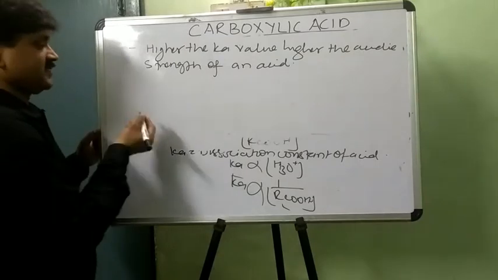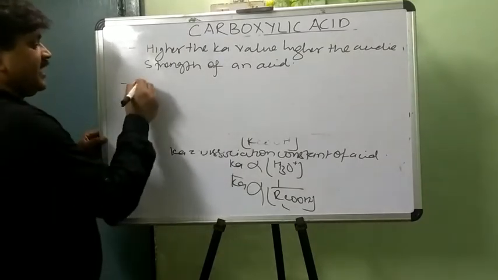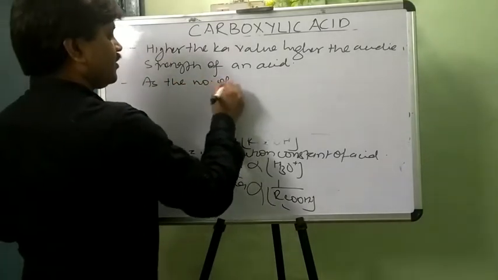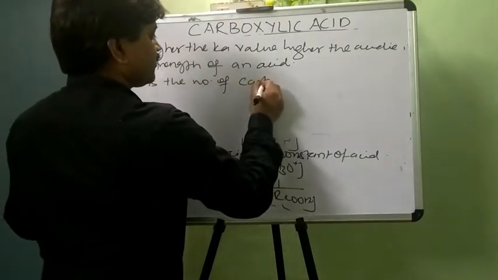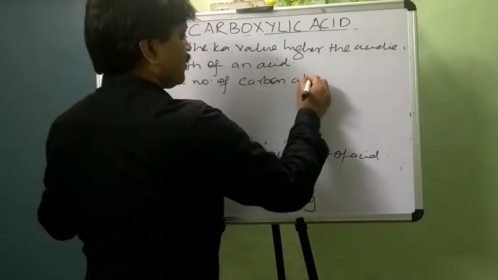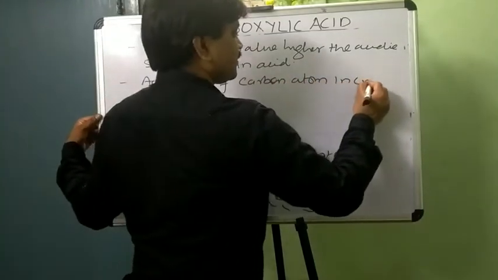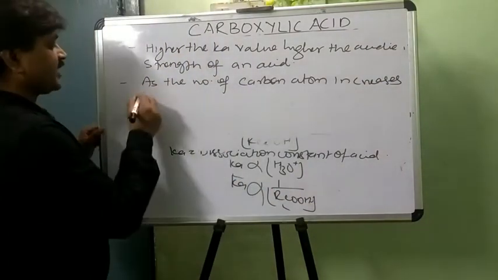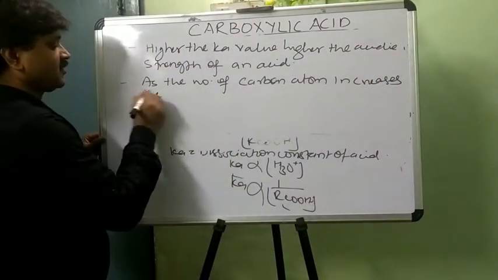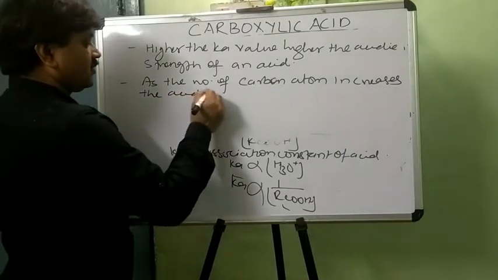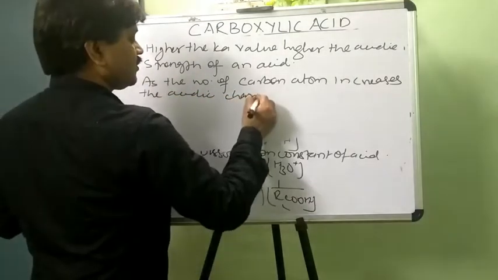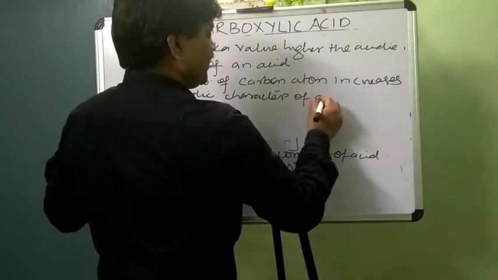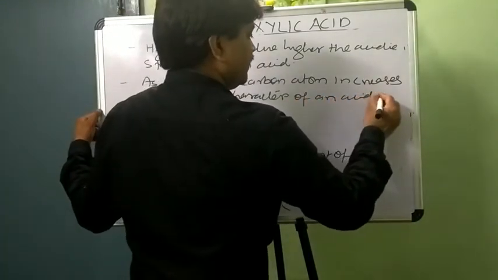For simple instance, as the number of carbon atoms increases, the acidic character of an acid decreases.